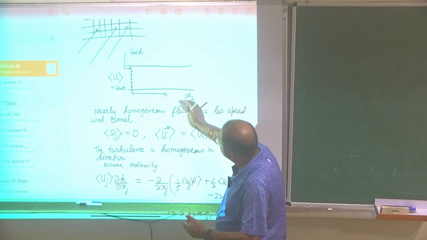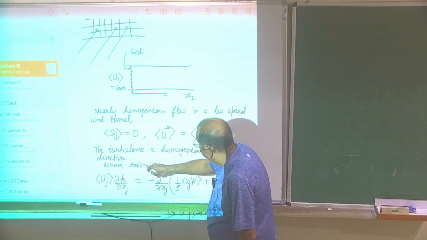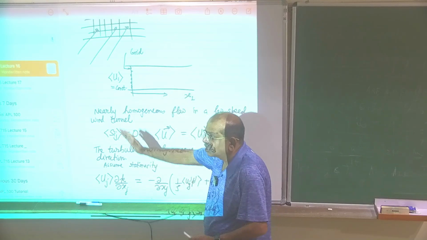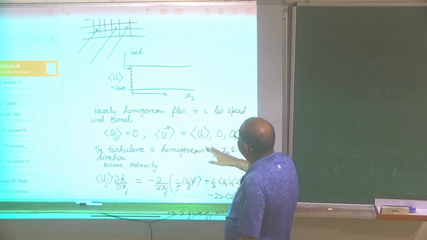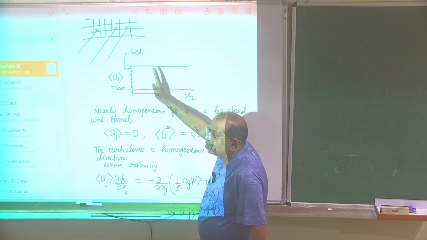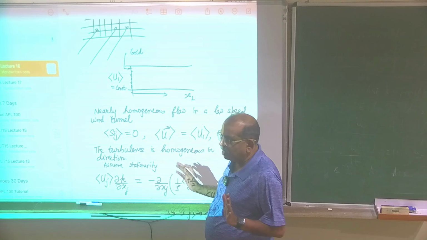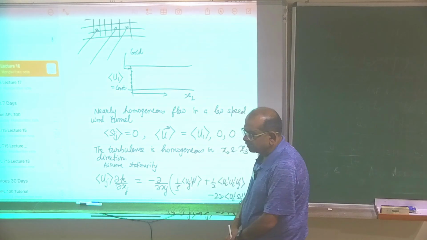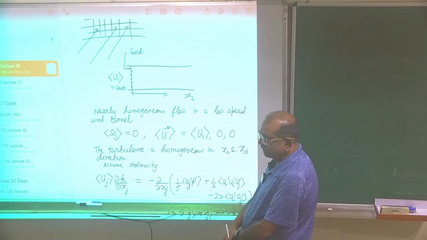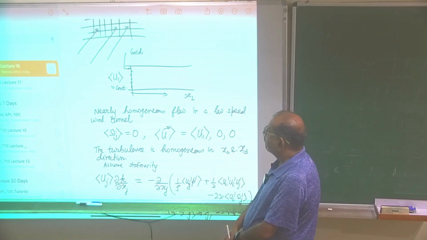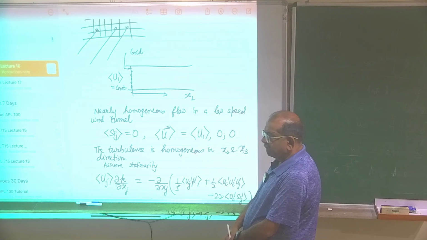So either in that frame, the flow will not be stationary because things are changing with time, but then it will be homogeneous. As you move, you will not see any change in the x1 direction also. Okay? So are things changing in the x1 direction, as we are moving with the particle, because there is birth of turbulence?